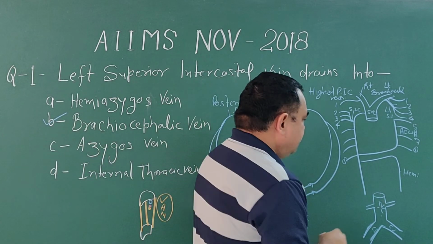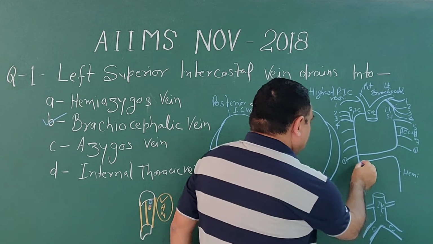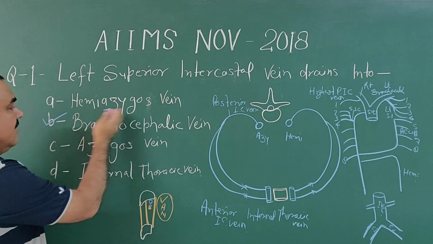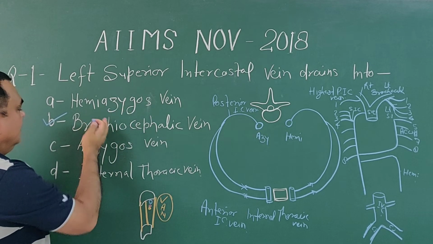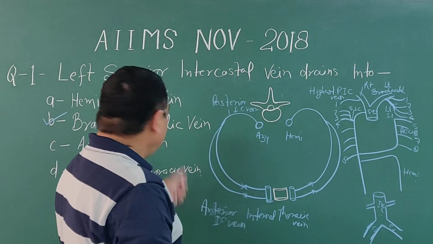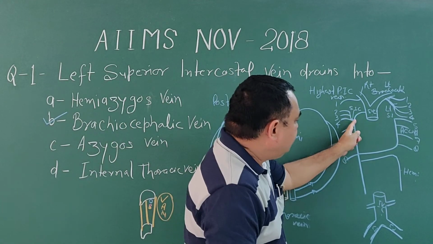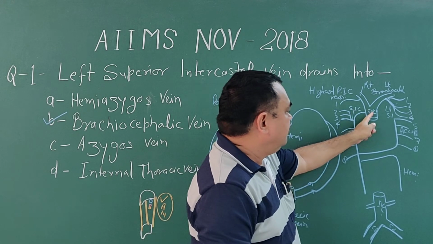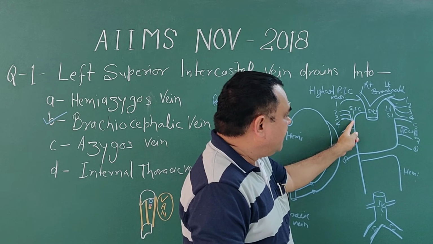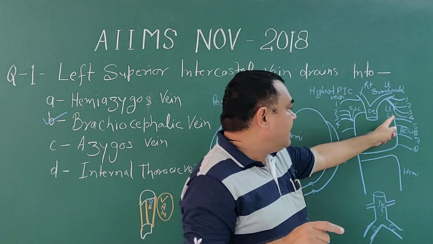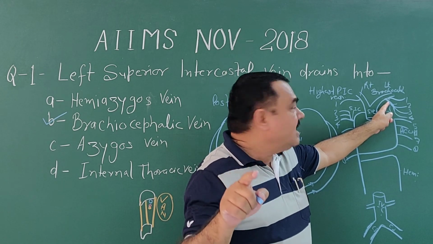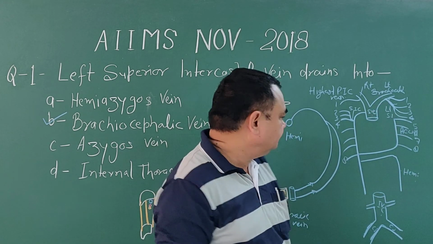And the thing you can see here, and think about the other options like hemizygous vein, azygous vein and internal thoracic vein. So let us discuss all these veins. Here is the superior vena cava, here the azygous vein drains, and through azygous the right superior intercostal vein drains. On the left side, second, third, fourth join to form the left superior intercostal vein, and it drains to the left brachiocephalic vein.